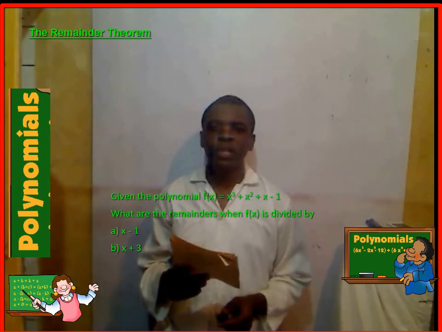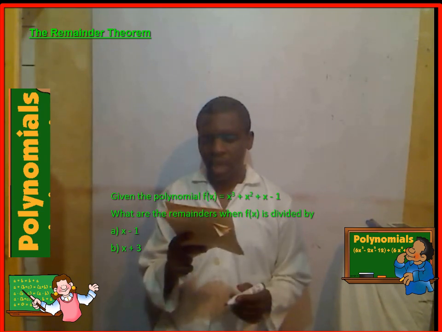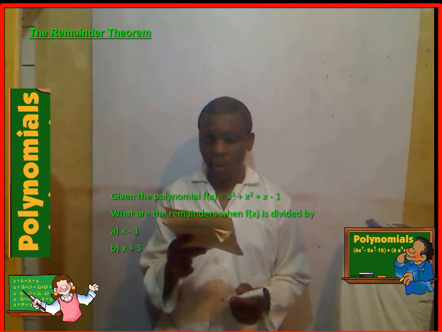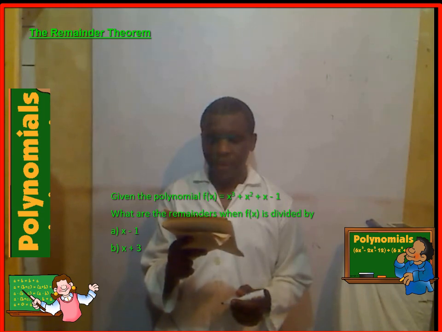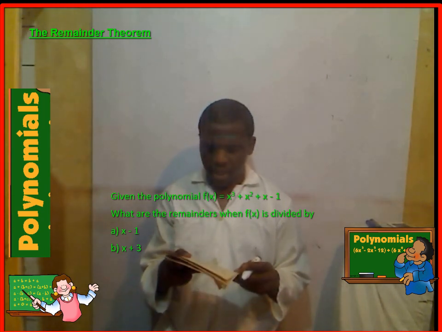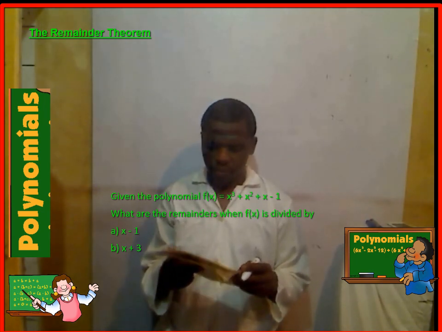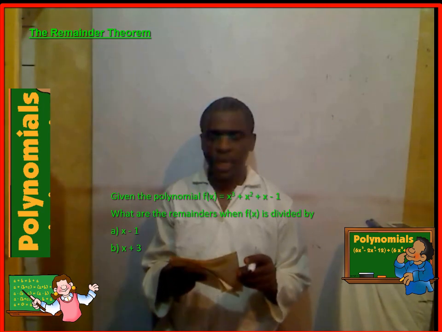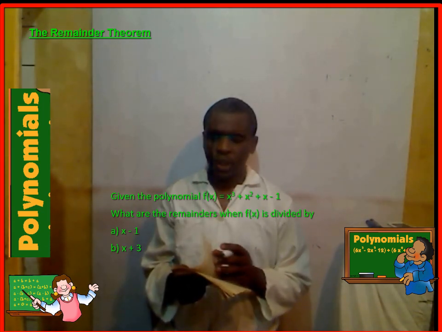Given the polynomial f of x is equal to x cubed plus x squared plus x minus 1, what are the remainders when f of x is divided by a, x minus 1, b, x plus 3, c, 2x plus 1. Two methods are possible here, the long division method and that of the remainder theorem.